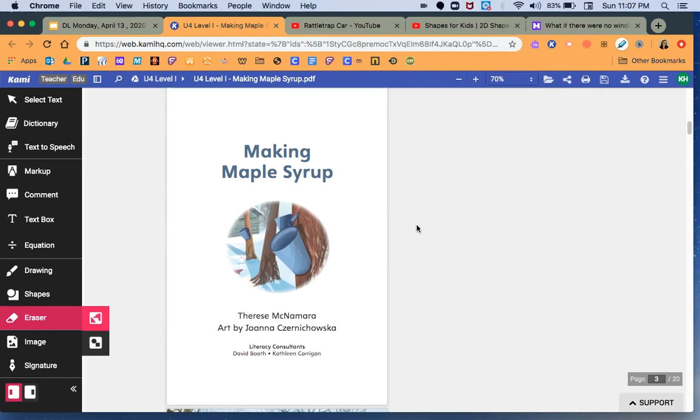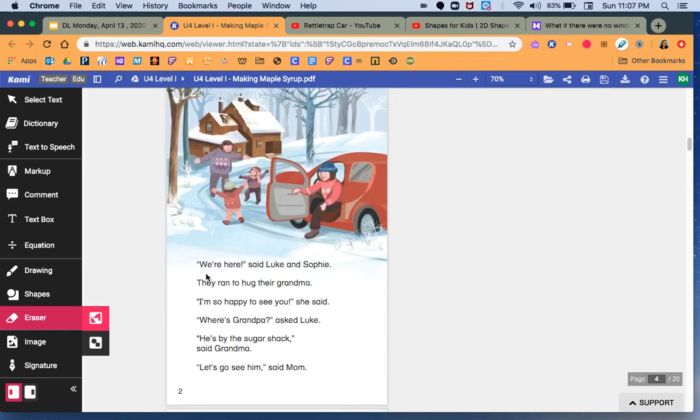Making Maple Syrup. "We're here," said Luke and Sophie. They ran to hug their grandma. "I'm so happy to see you," she said. "Where's Grandpa?" asked Luke. "He's by the sugar shack," said Grandma. "Let's go see him," said Mom.